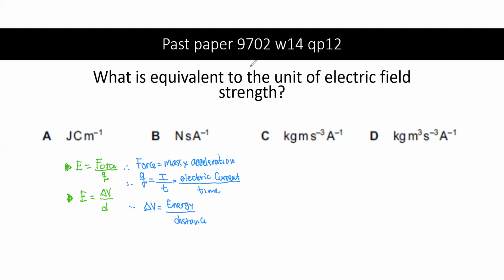divided by Q, or we can say W over Q. Now, if we substitute the delta V formula into the electric field strength formula, we will get the third equation: E equals work done over Q over D. So work done over D times Q.